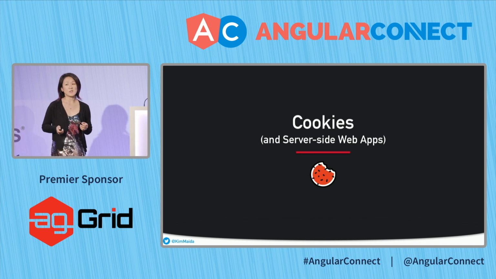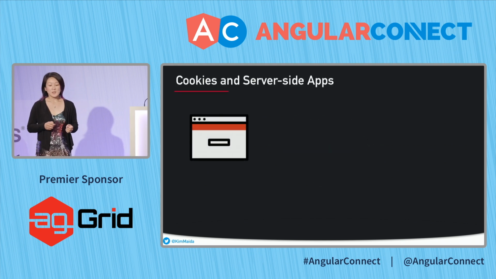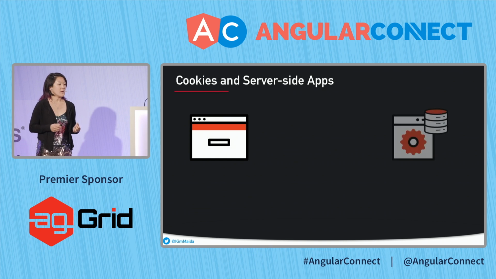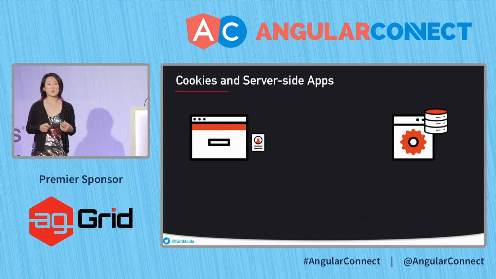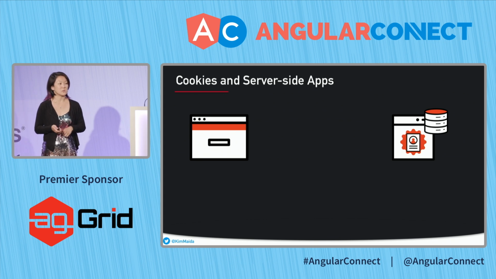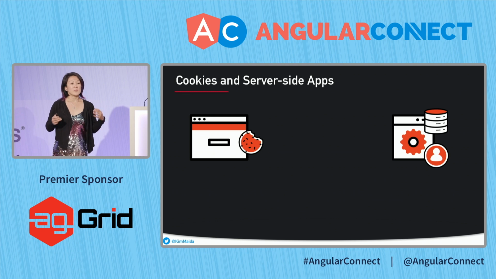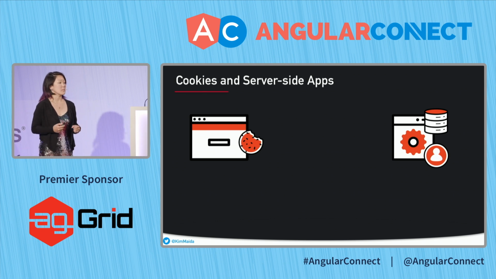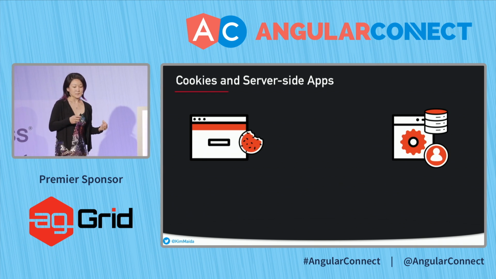The way that cookie-based authentication works is something like this. You have your browser, and then on your server, you'll have a back-end application and maybe a database. When the user is going to log in, they submit their credentials through the browser. Those credentials get sent to the server, which verifies them. And if everything is successful, the server is going to set a cookie in the browser. This cookie represents the user's session. And at this point, the user is authenticated.